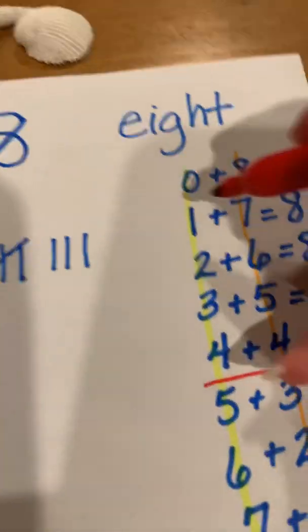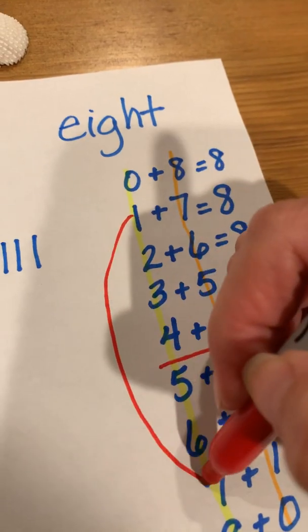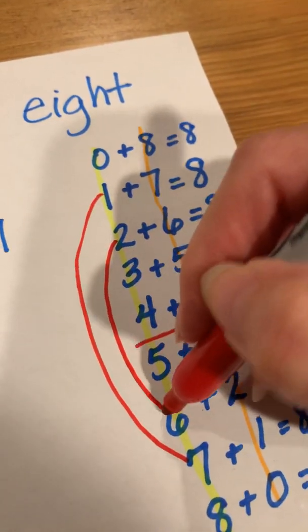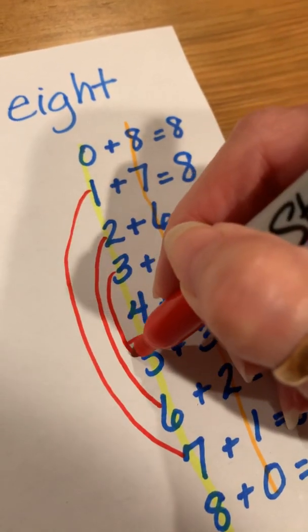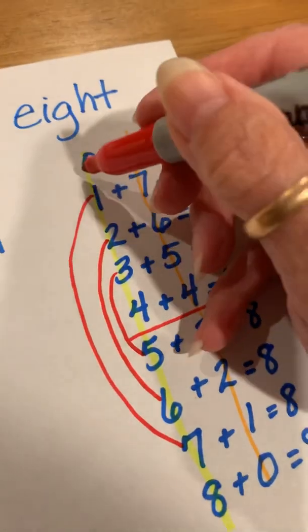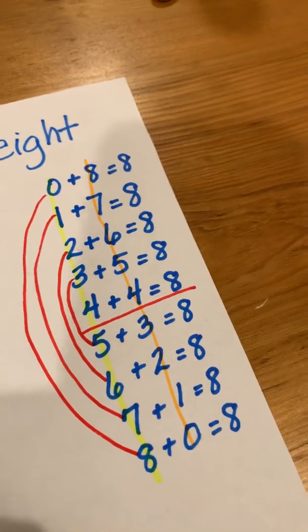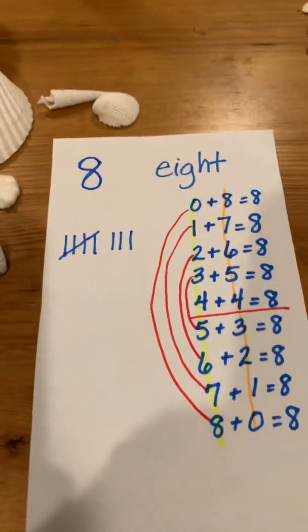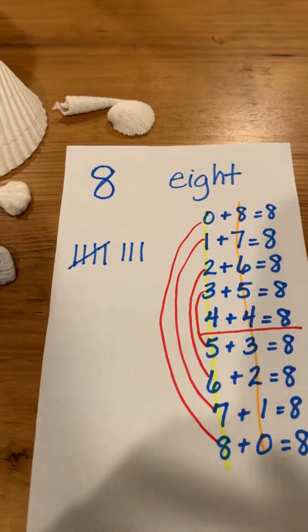And then 1 plus 7. Here's its twin down here, 7 plus 1. 2 plus 6 is a twin to 6 plus 2. 3 plus 5 and 5 plus 3. See the twins? Look at it, it's fun. Playing with numbers is fun. Can you come up with your own number that you can show in different ways?